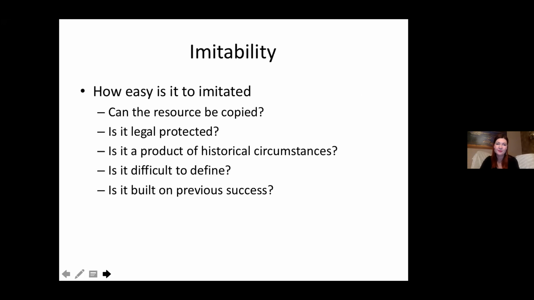Imitability, how easy is it to be imitated? Can this resource be copied? Is it legally protected? Is it a product of historical circumstances? Is it difficult to define? Is it built on previous success? So maybe such a product was already created, but now it's not so popular, and you want to create a copy of this product and show it to the world like a new one. Sometimes it's a good idea.